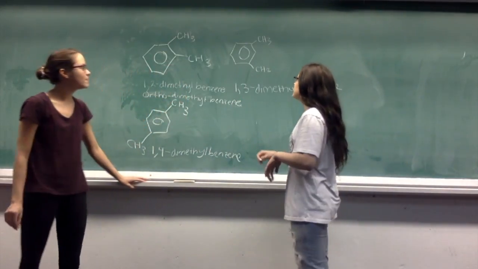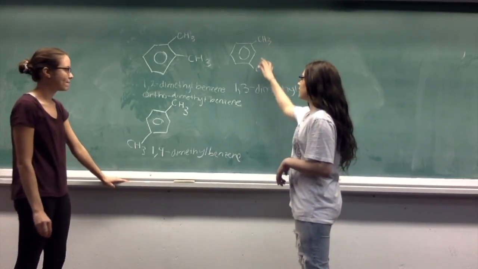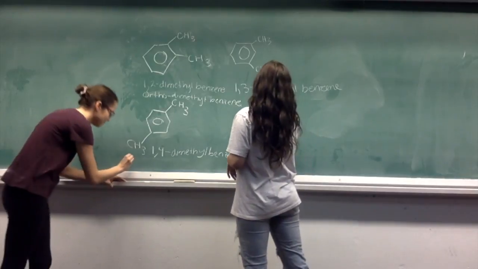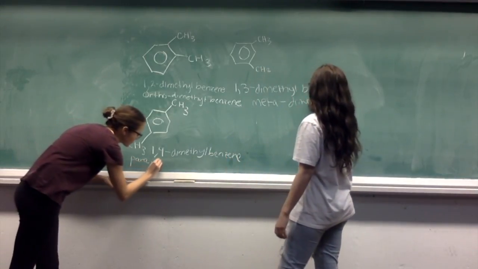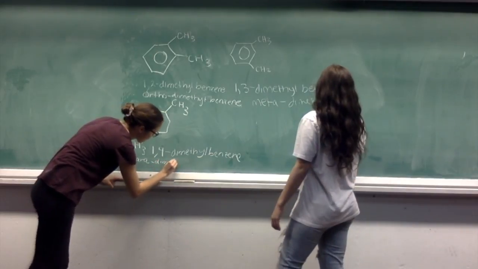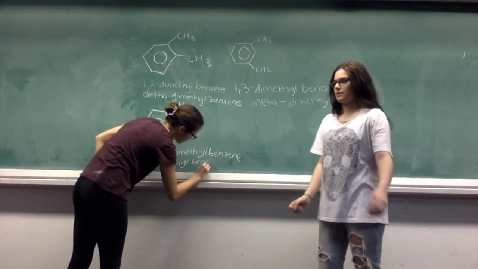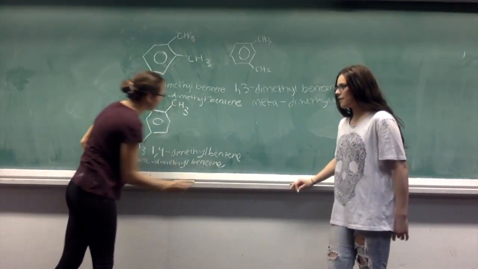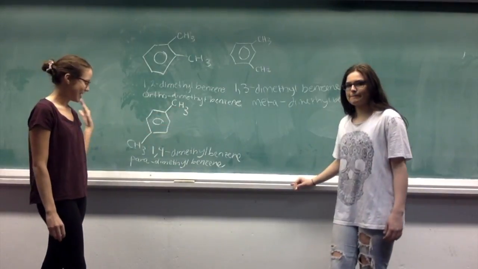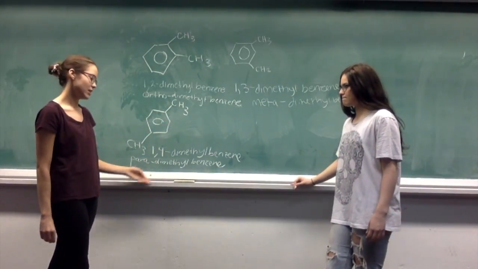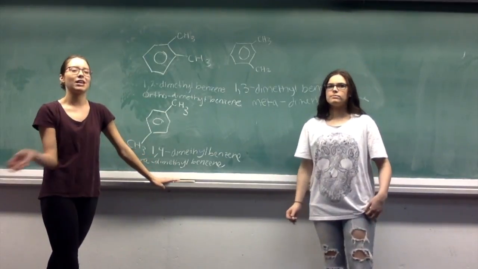Now the same naming can be done for if there's one carbon in between. So if you have two substituents with one carbon in between, it's called meta, which can also be shortened to M. And the final orientation with 2 carbons in between the 2 substituents is para-dimethylbenzene, which can be shortened to p-dimethylbenzene. And this will come up later in our lecture.